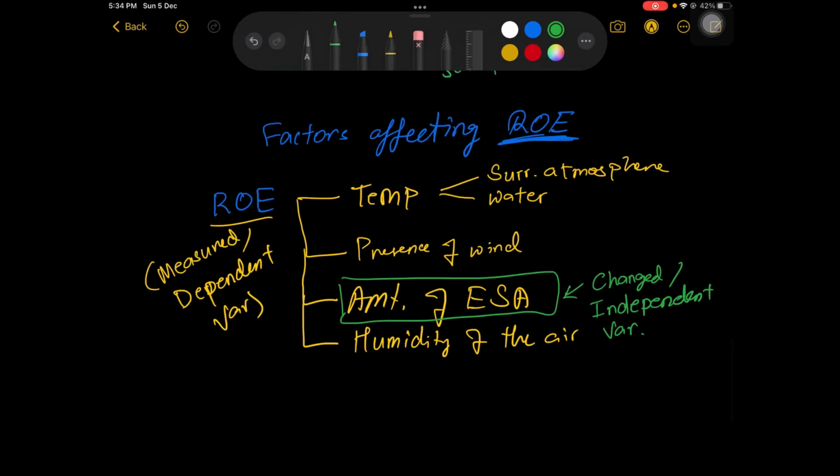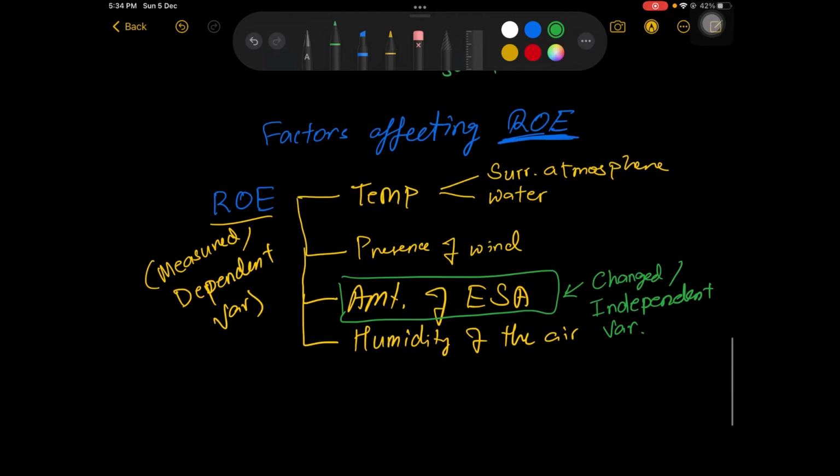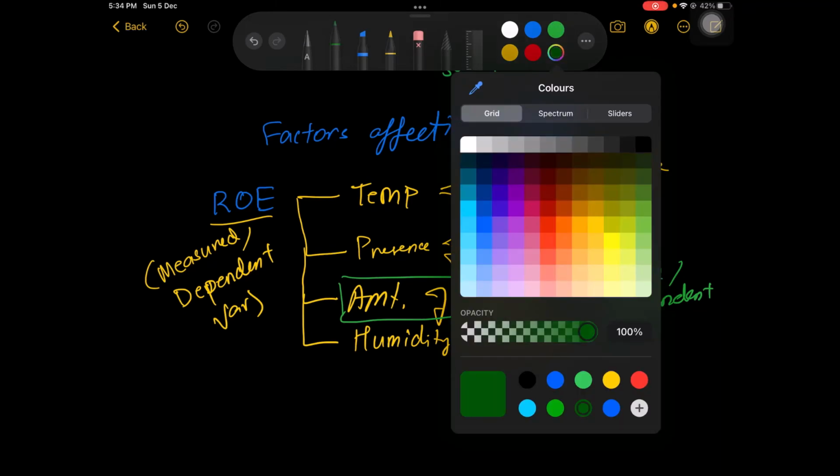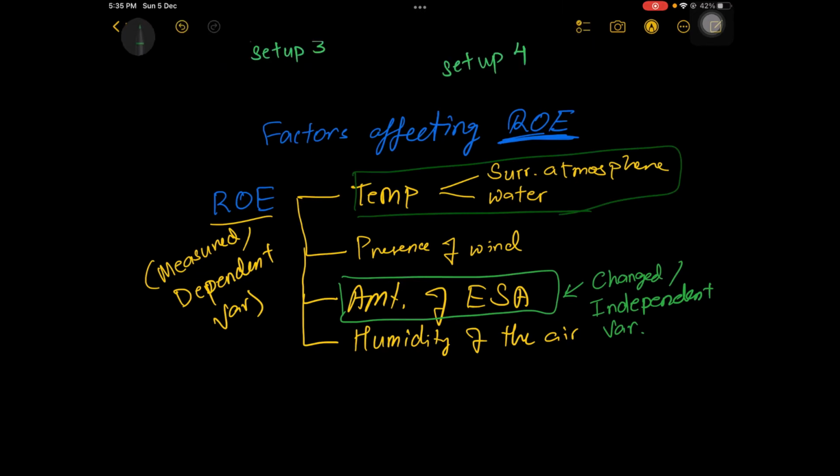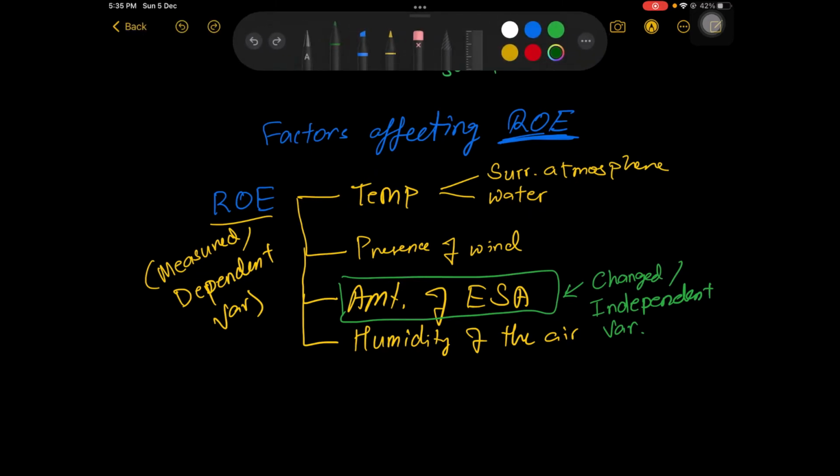So now the temperature of the surrounding atmosphere and the water, the presence of wind, and the humidity of the air, all these three are the controlled variables, because these are the factors or the variables that are being kept constant throughout the whole experiment.